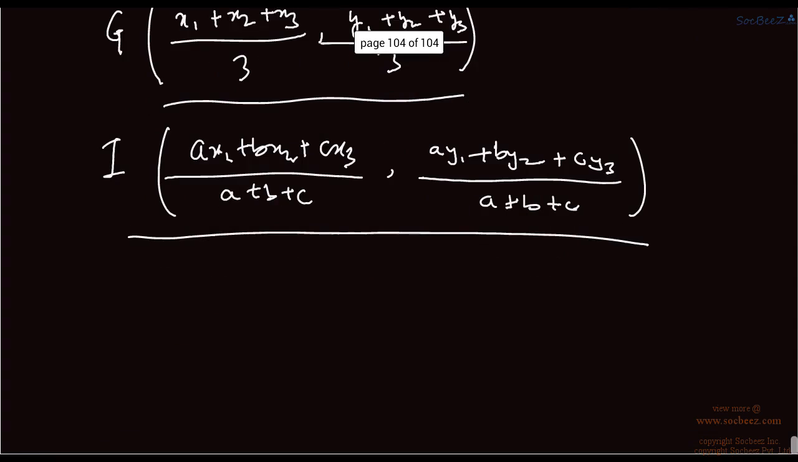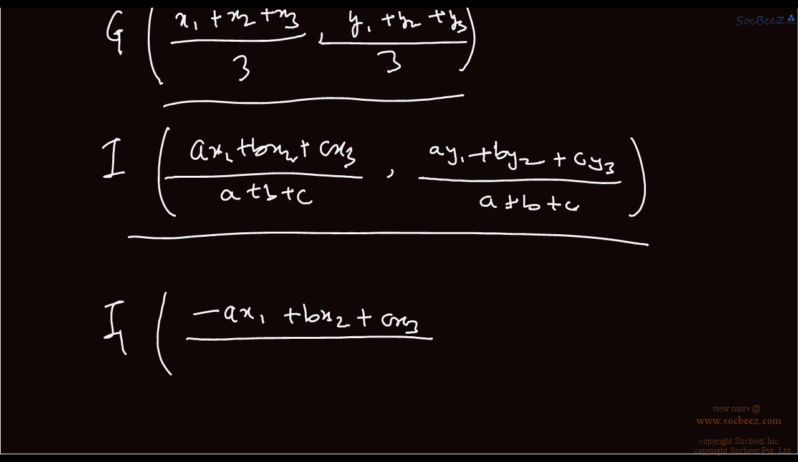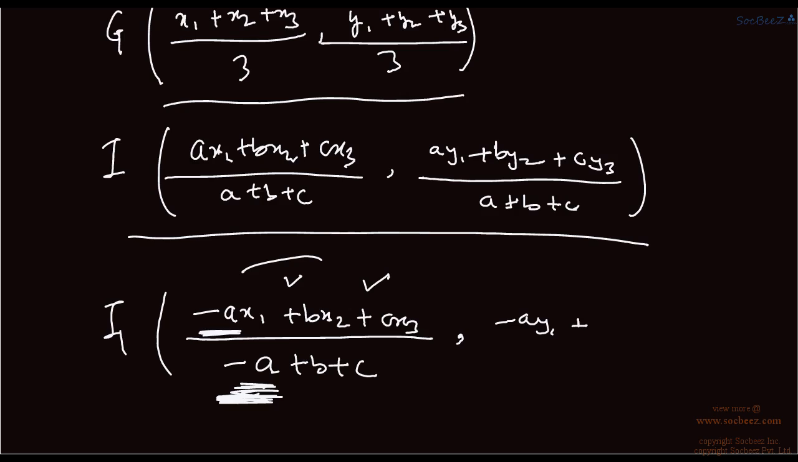Now the next one is the excenter, which can be denoted as I1. That will be (minus a x1 plus b x2 plus c x3). I am talking about one of the excenters here. In I2 this will be negative, and in I3 this will be negative, the other two will be positive, upon (minus a plus b plus c). I am talking about I1, so the coefficient of x1 is minus a, comma (minus a y1 plus b y2 plus c y3) upon (minus a plus b plus c). So this is one of the excenters.